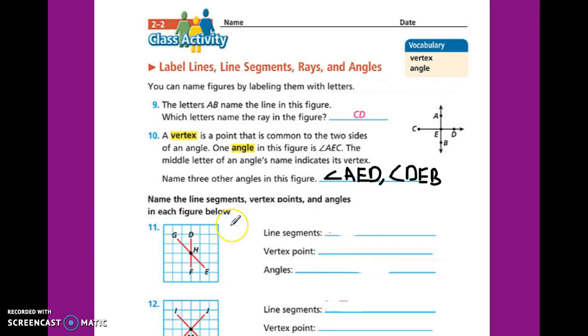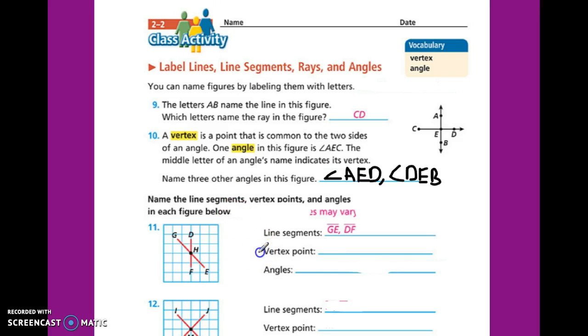So it says, name the line segment, vertex, and angles in each figure below. So if I wanted to do a line segment, let's say I was doing GE, what I would do is I would go ahead and write, oh, got a different one there. I would write GE and then I put a line above it. And then I could do the other one, which is DF, and I could put a line above it. The vertex point, which is the point in the middle where all the lines meet. Go ahead and see if you can figure that one out.